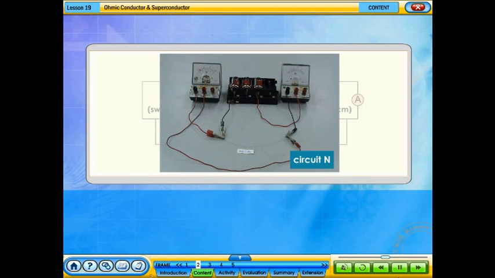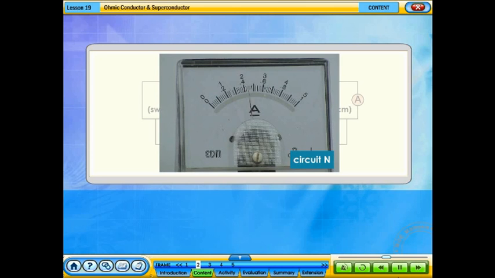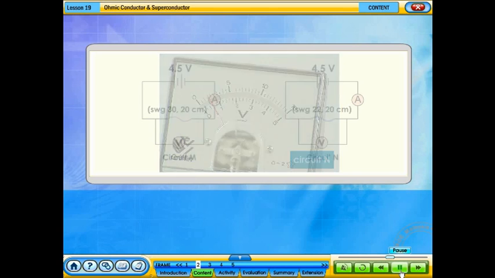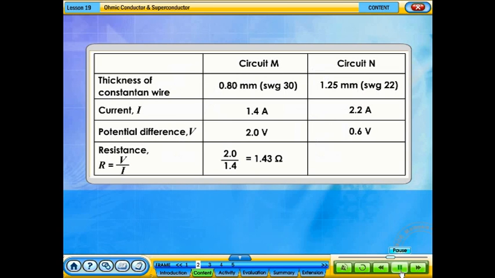Note the readings of the ammeter and voltmeter in circuit N. Use these values to calculate the resistance of the wire. The ammeter reading is 2.2 amperes and the voltmeter reading is 0.6 volt. The resistance of the wire of SWG22 in circuit N is 0.27 ohm.